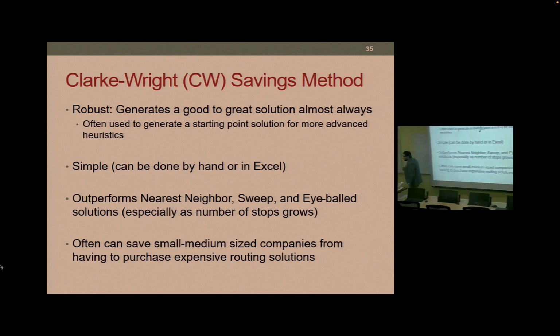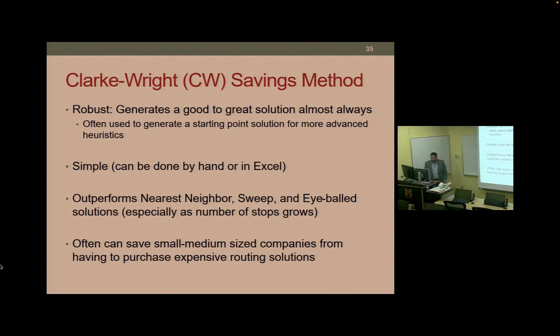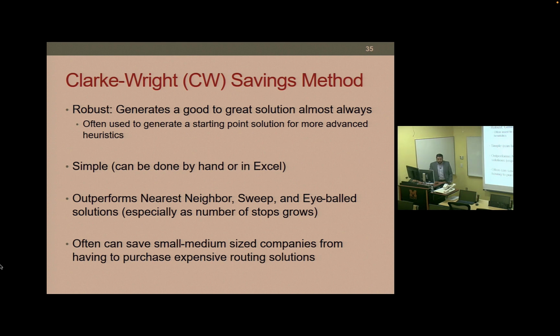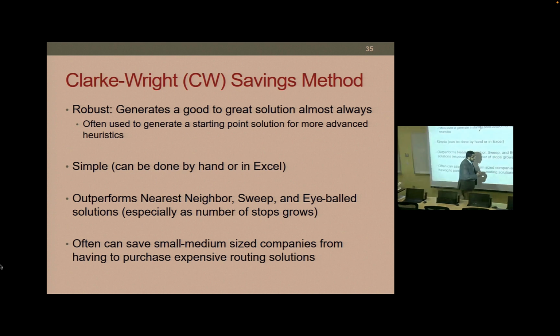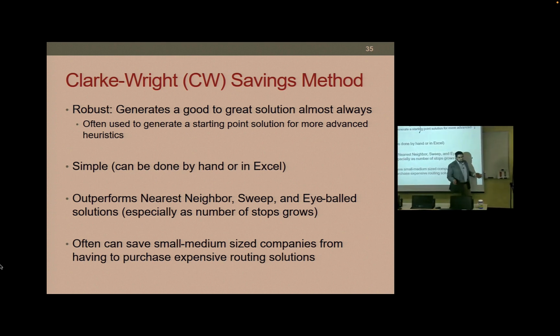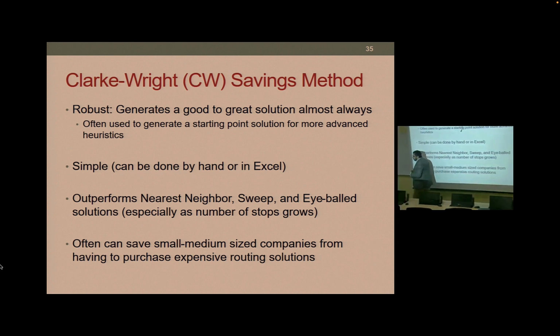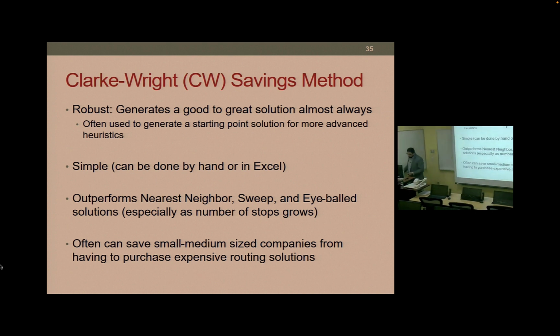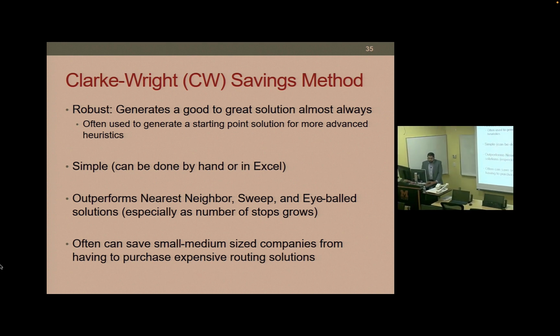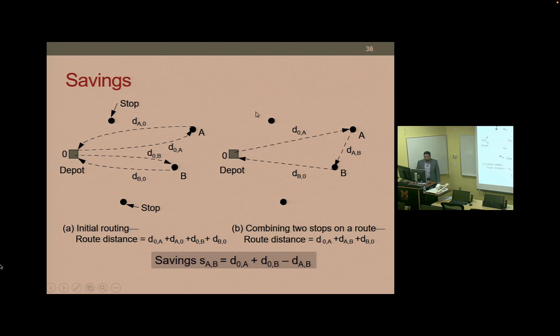Okay. This is a very robust algorithm. It can generate a good to great solution. It is simple, can be done by hand or in Excel. It outperforms nearest neighbor, sweep, or eyeballed solutions, especially as the number of stops grows. And it can often save you from having to buy expensive software. You can easily just hire a computer science student and tell them to code the algorithm into the computer for you. It's so simple. Or you can just make the routes doing your own computations by hand, like I will be showing you here.